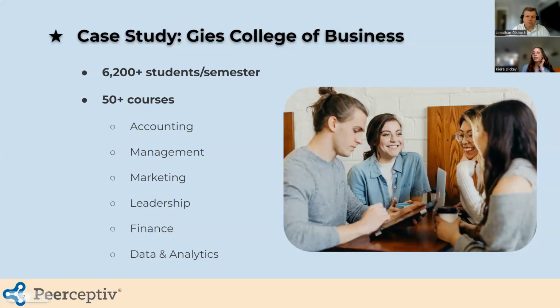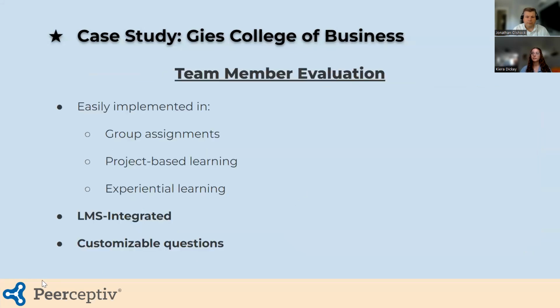So like I mentioned, Gies got started with Perceptive a couple years back and almost immediately implemented it into over 50 courses, adding up to over 6,200 students per semester. And that's in a variety of courses at the undergraduate, MBA, and online MBA programs.